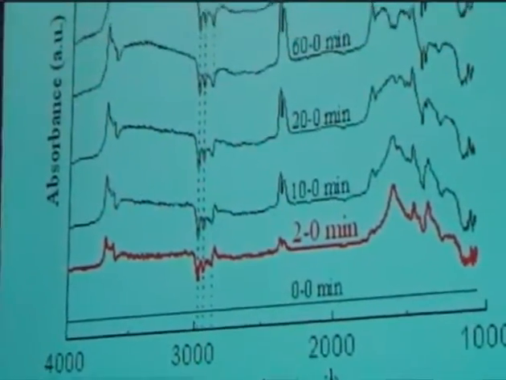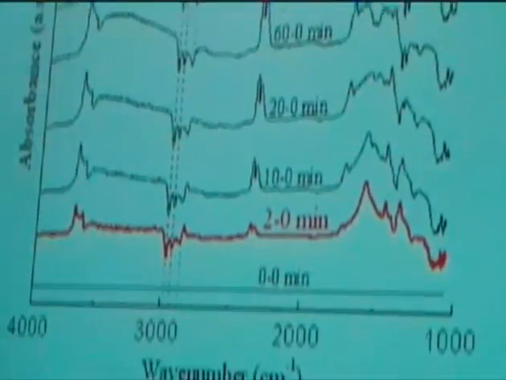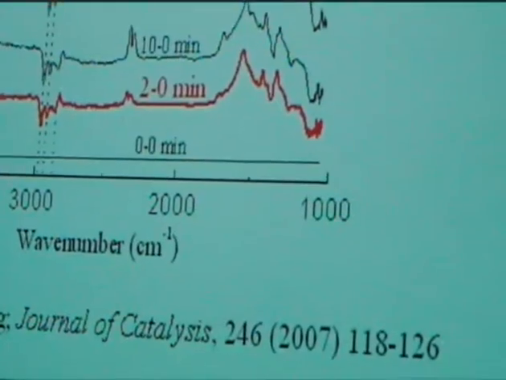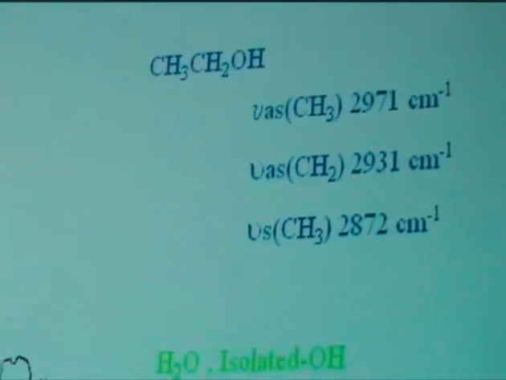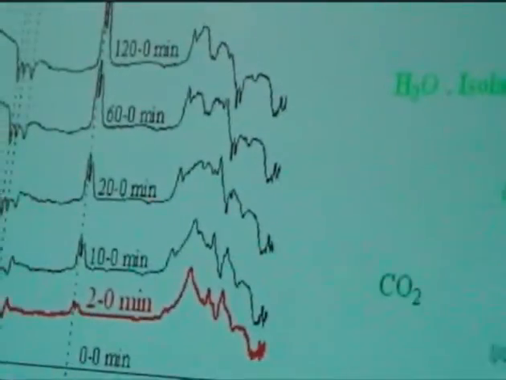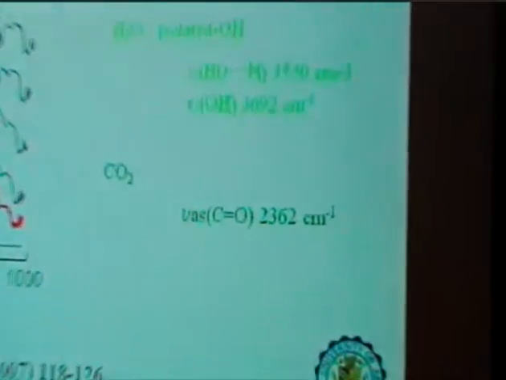Now here we can see the characteristic bands of the ethanol being consumed: the asymmetric vibration of CH3 at 2971 wave number, the asymmetric vibrational frequency of CH2 at 2931, and the symmetric vibration of CH3. Similarly, during the photocatalytic oxidation, water is being developed, as shown in this band at 3550. The hydroxyl group is also creating a positive band at 3692. And of course CO2 is being produced as one of the main products of the reaction.